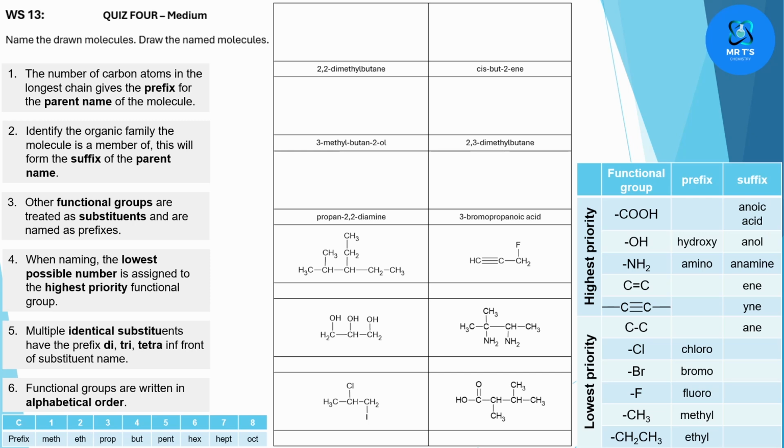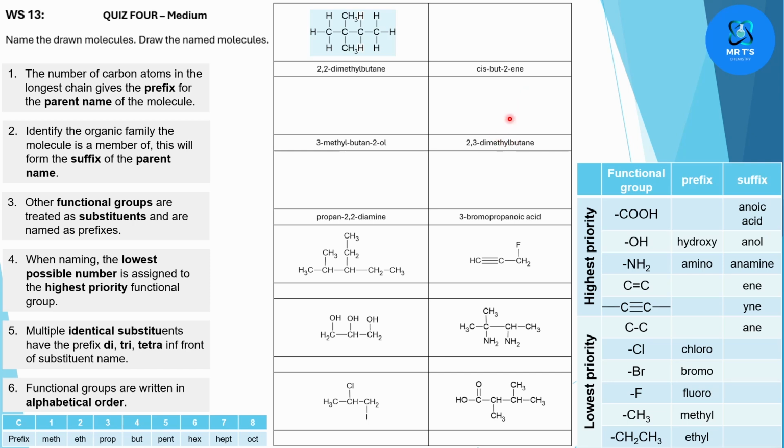Okay, so let's have a look at the answers. The first molecule we have here is 2,2-dimethylbutane. Because it's butane, it's going to have 4 carbons in a row, and a methyl group coming off the second carbon, or 2 methyl groups, because it's dimethyl, both coming off the second carbon. So it will look like this.